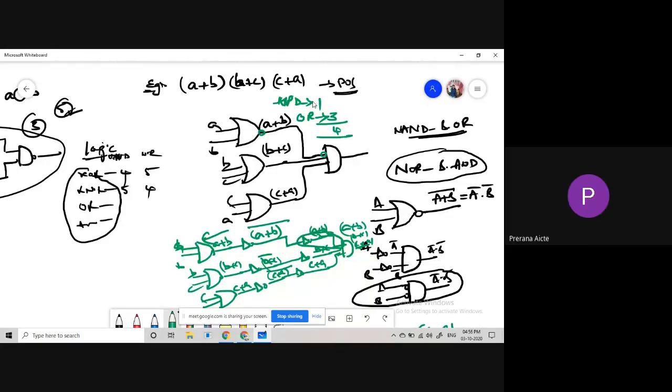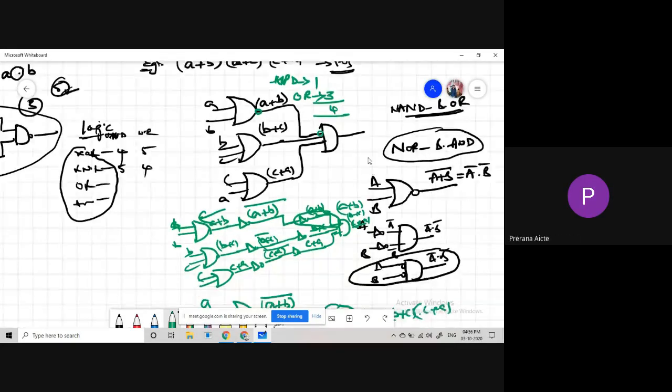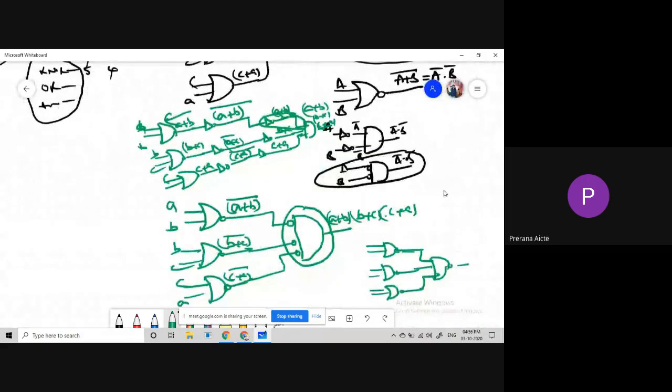Total for this, how many NAND gates are required? How many NAND gates are there here? Four, four only. How many basic gates are required for that one? Four. How many NAND gates are required for this one? Four. So both are equal, right? Yes, sir. So based on the basic gates only, we said that this number of NAND gates are required, or some number of NOR gates are required for the given expression.